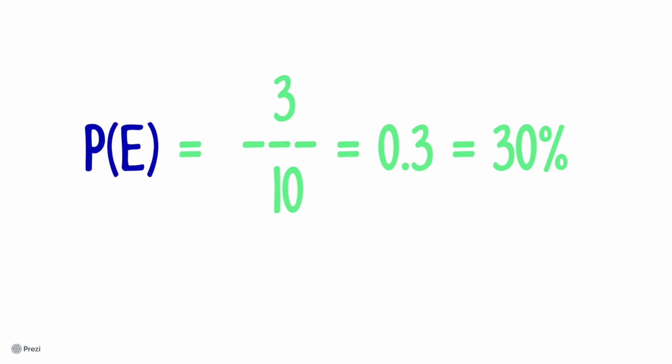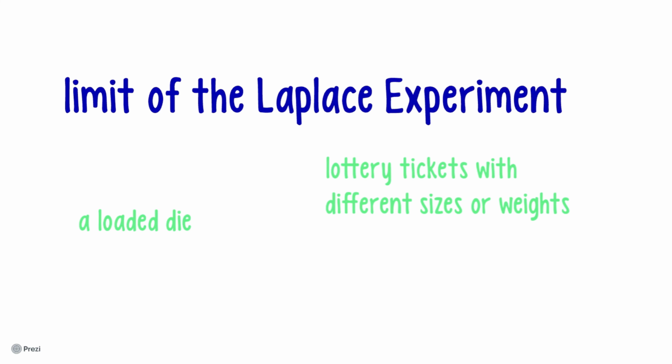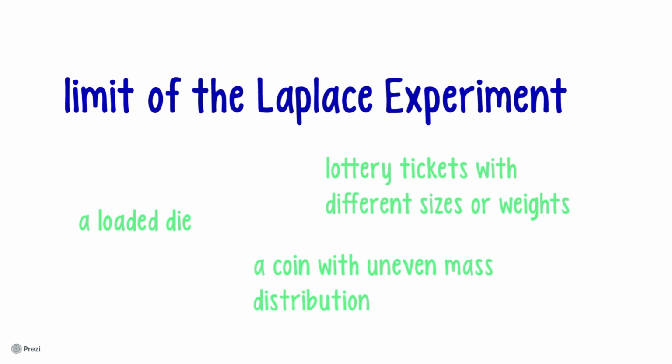So far, so good. The Laplace experiment does not come without limits, which we will discuss next. Not every random experiment is a Laplace experiment, because the assumption of equal probability is not always valid. Examples. A loaded die. For example, the 6 appears more often. Lottery tickets with different sizes or weights. A coin with uneven mass distribution. In such cases, we must rely on empirical probabilities or statistical models.